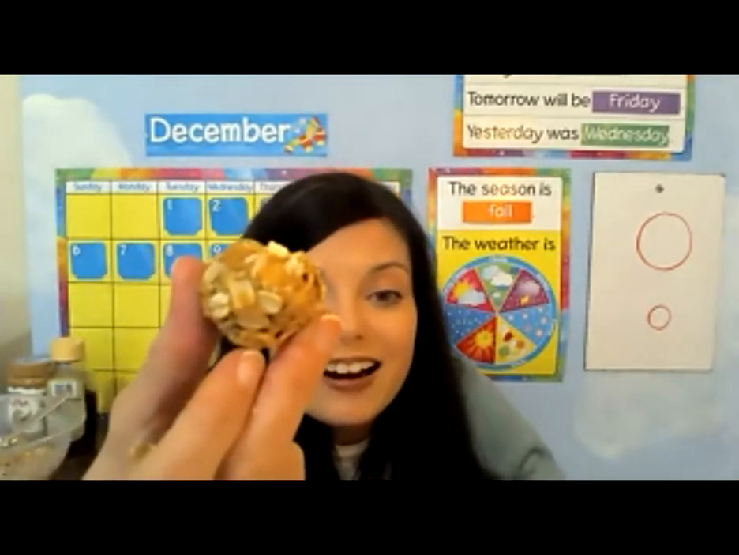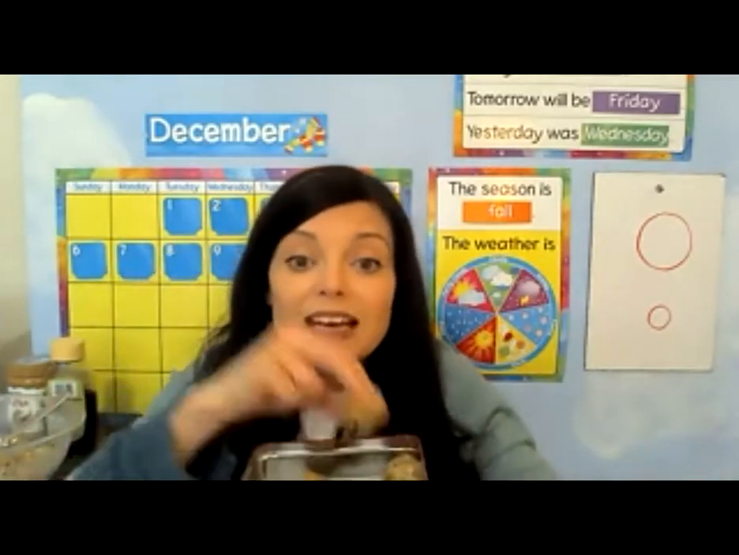There they are. These are what shape? What shape are these? They're spheres. A sphere is like a ball. What shape is this? It's a sphere. And what color are these, by the way? They're brown. Brown is our color.